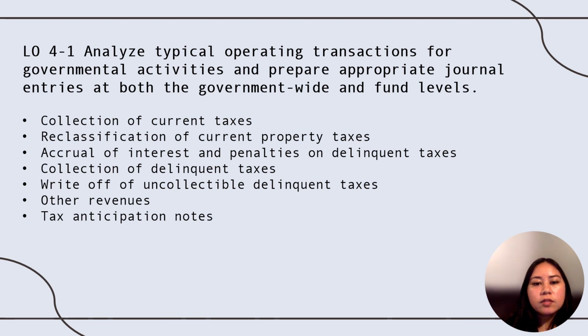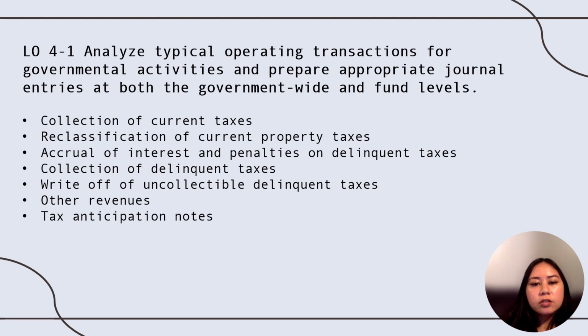As for write-offs of uncollectible delinquent taxes, the journal entries are similar to what we would see for write-offs of uncollectible accounts, just with new accounts corresponding to delinquent taxes and interest and penalties. Other revenues are from sources such as sales taxes, licenses and permits, charges for services, and more.